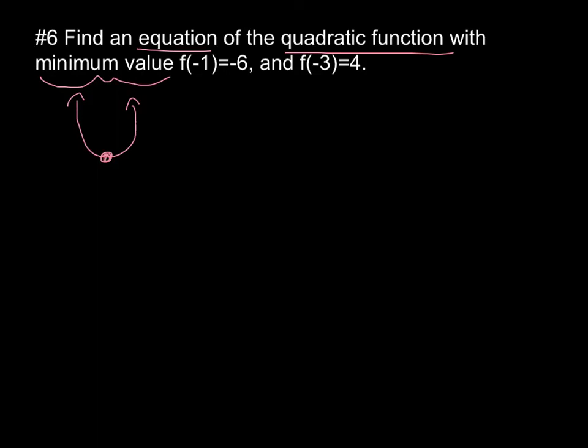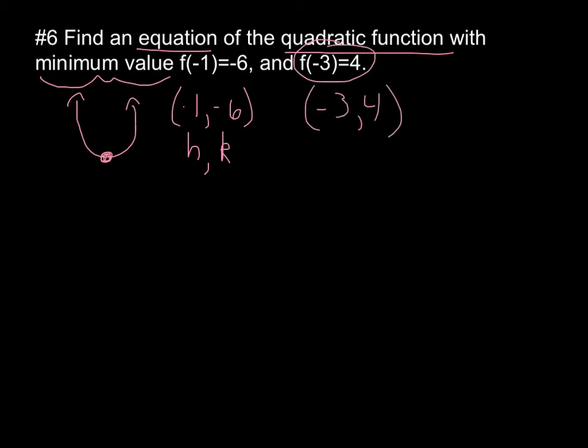Ask yourself if you just heard what I said. If that's the minimum value, that's the vertex. Which, by the way, in standard vertex form, means we have h and k. That's good news. And it passes through another point, (-3, 4). Well, that's going to come in handy too.